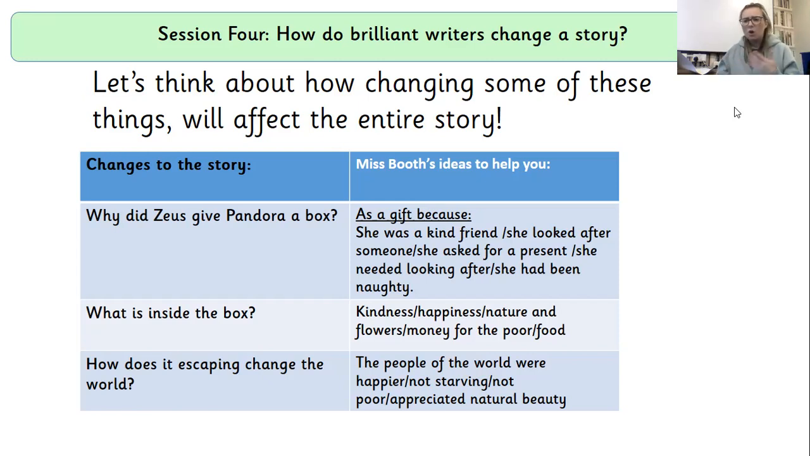And then you're going to think about, how does that coming out of the box change the entire world? So obviously in the story, Pandora let all the sad things out, which means that some people get to feel sad sometimes. But luckily for us, we had that lovely butterfly of hope that came after the sadness, which means we always feel better. So I've put some ideas here, which are: the people of the world were happier, they were not starving, they were not poor, and they appreciated the natural beauty. Okay, so just have a really good think now.